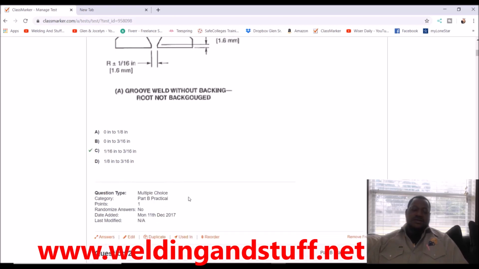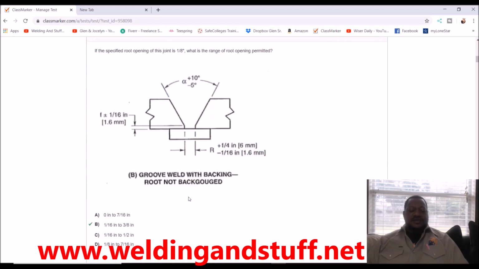And I'm going to give you another example. Let's look at example number 2. If the specified root opening of a joint is 1/8 of an inch, what is the range of the root opening permitted? We're talking about the root opening, this space right here. So it's 1/8 of an inch, and you've got plus 1/4 of an inch, minus 1/16. Like I said, the best thing to do is use 16ths. So we're going to turn that 1/8 right here into 2/16. So 2/16 minus 1/16 is 1/16. So we know the minimum is 1/16.